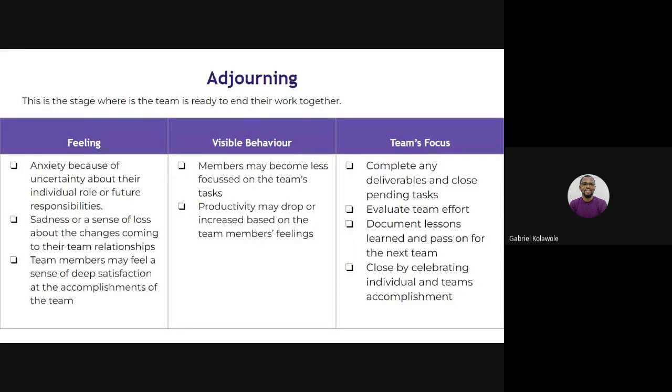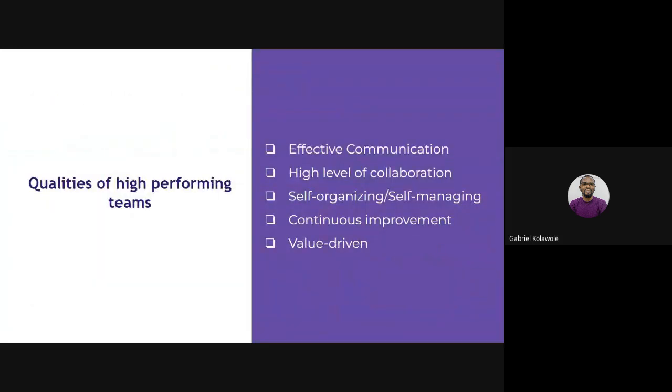Have that session, learn, and whatever you learn, if there's another team that will be taking over, or you are moving it to some set of people, pass that on. You can even share it with stakeholders or management or whoever the case may be. Then close by celebrating individual and team accomplishments. Very important. Don't let everything just slide away like that.